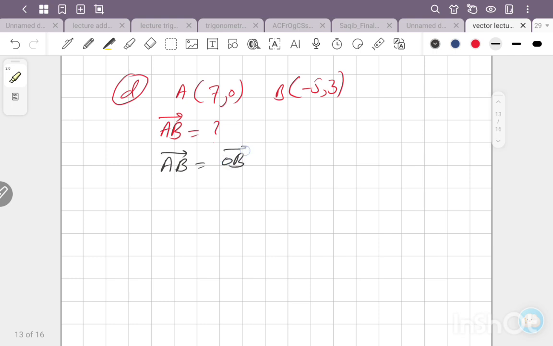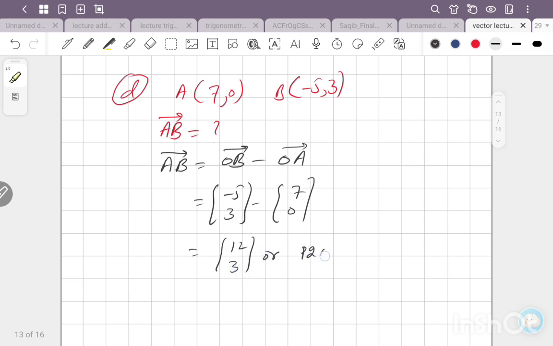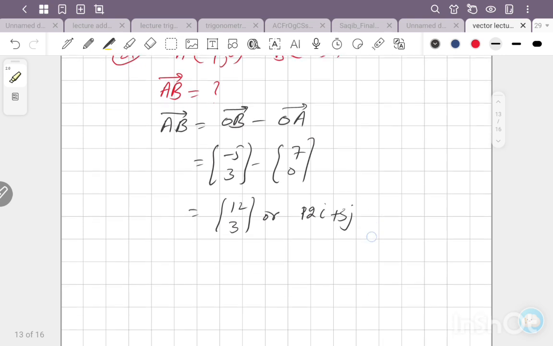OB minus OA. Now what is OB? We know that OB is (minus 5, 3), minus OA is (7, 0). So we can write minus 5 minus 7, it will be minus 12. 3 minus 0, it will be 3, or we can write it minus 12i plus 3j. Hopefully, dear student, you understand this question.